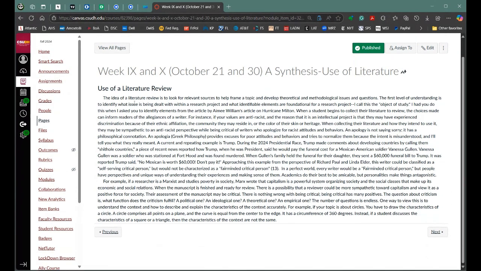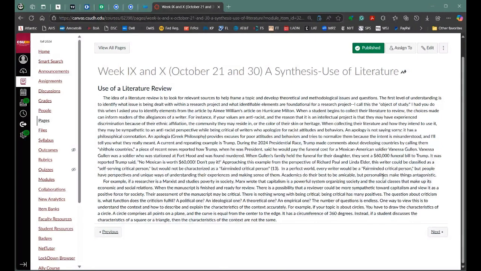All right. So the idea of the literature review is to look for relevant sources to help you frame a topic and develop theoretical and methodological issues and questions. The first level of understanding is to identify what issue is being dealt with within a research project and what identifiable elements are foundational for a research project. And I tend to call this the object of study. I had you do this when I asked you to identify elements of an article by Amy Williams, sorry, an article on Hurricane Milton.